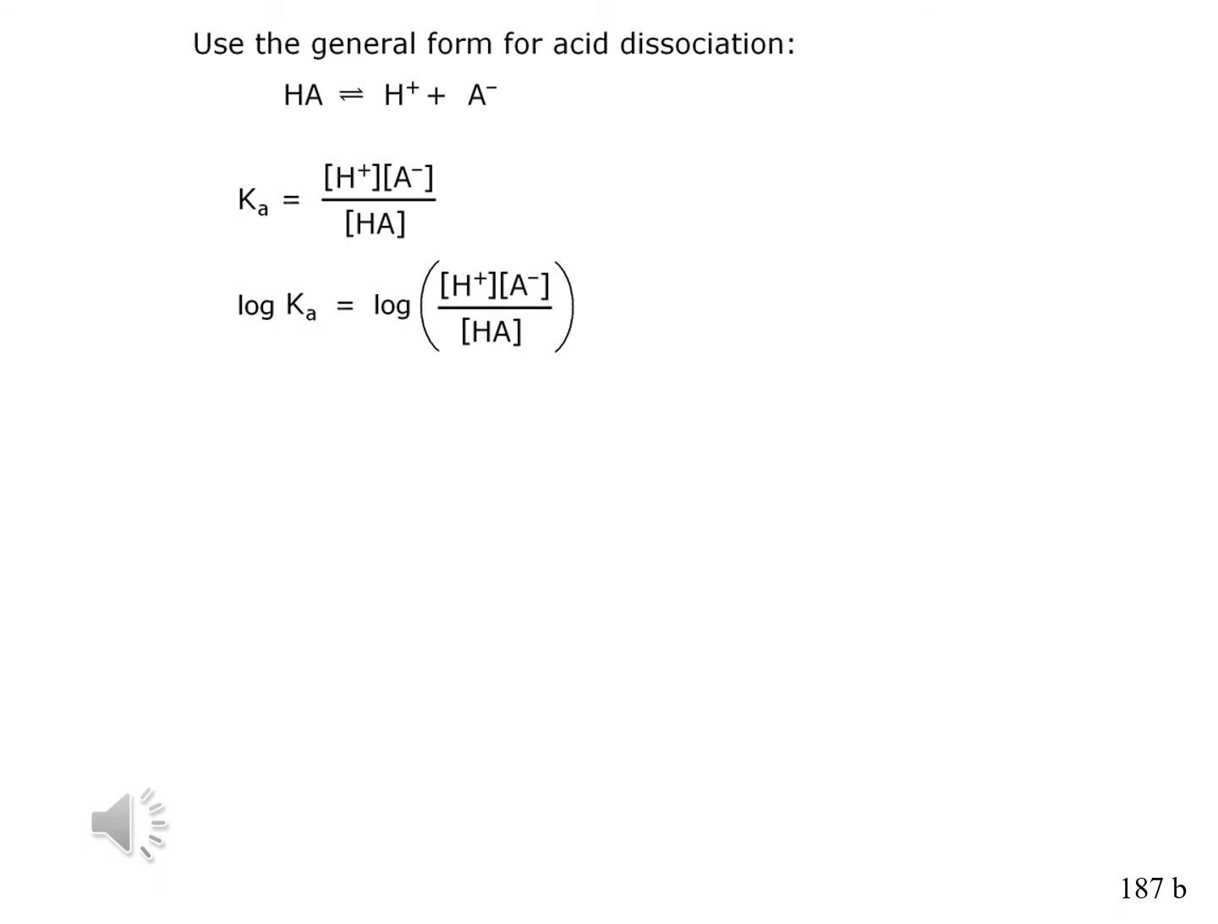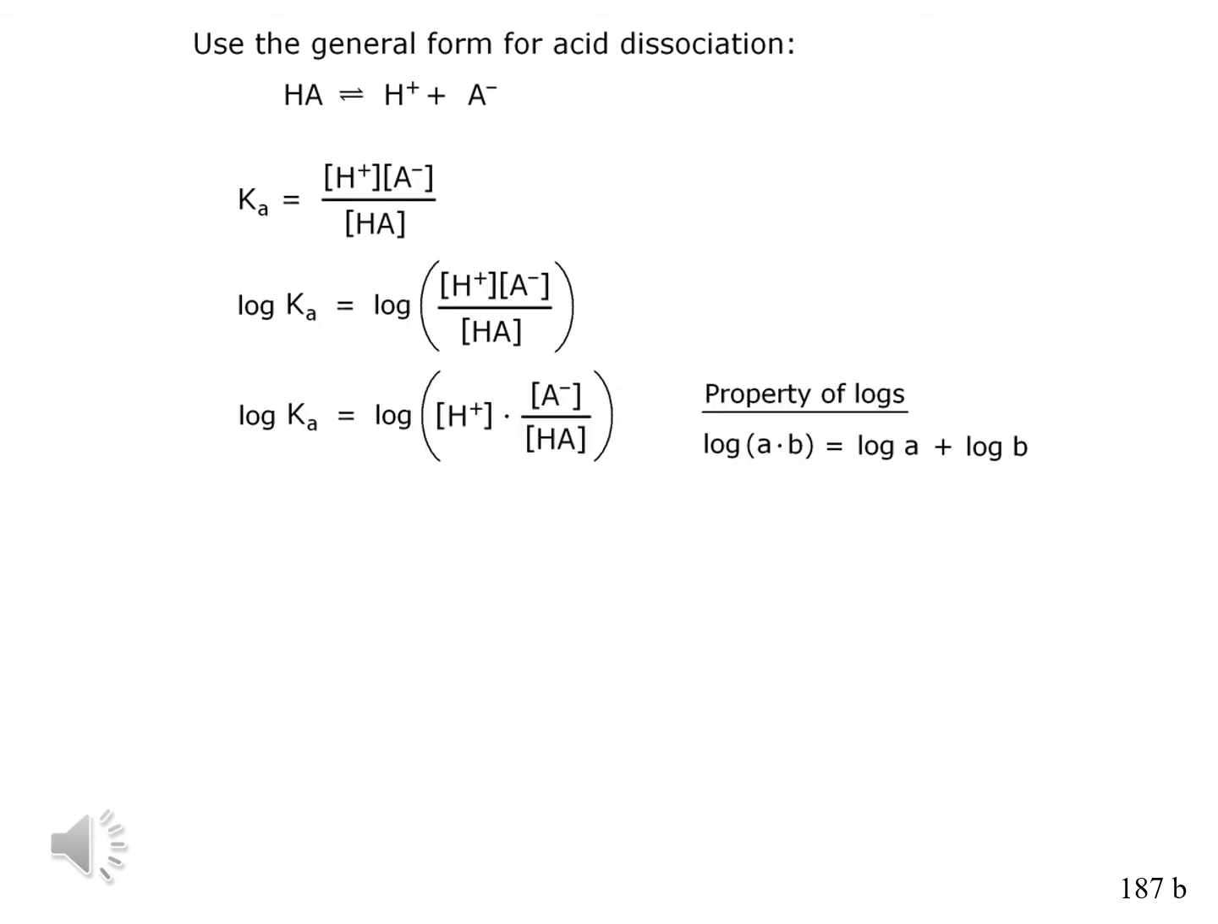In math, you know you can do the same thing to both sides of an equation and it's still equal. So what we're going to do is take the log of both sides. I'm then going to write what's inside the parentheses just a little differently. I brought the H plus out in front and multiplied it by that fraction. That's the same mathematically, but now I'm able to use a property of logs. You learn this one right away if you take logarithms in college algebra, that the log of a times b equals the log of a plus the log of b. So I separated it out into log of H plus and log of that ratio.